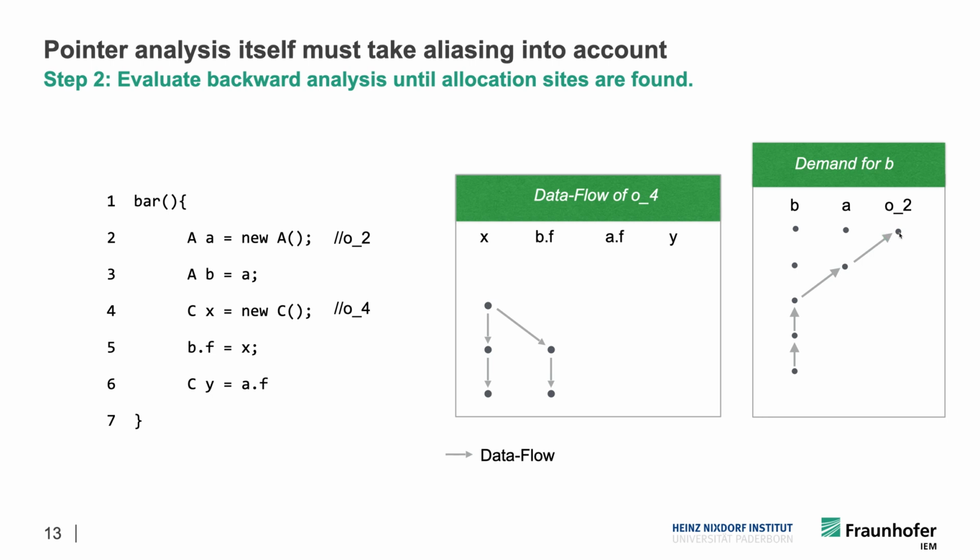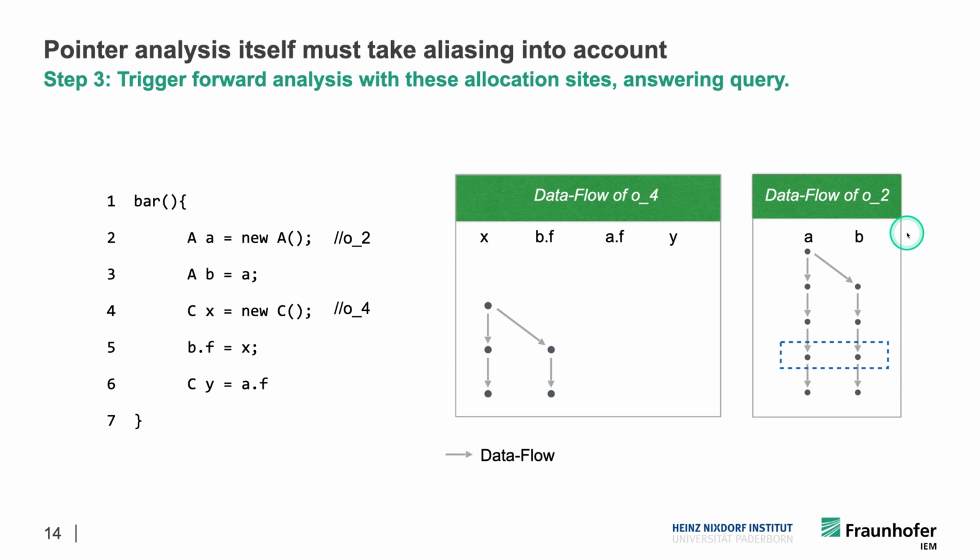And now you have already learned what happens when this backward analysis terminates. Well, it conducts another forward analysis, a forward pass with the allocation site that has been found, right? So in this case with O2. And we will now compute this demand flow of O2. And this will then answer the query that was originally issued.